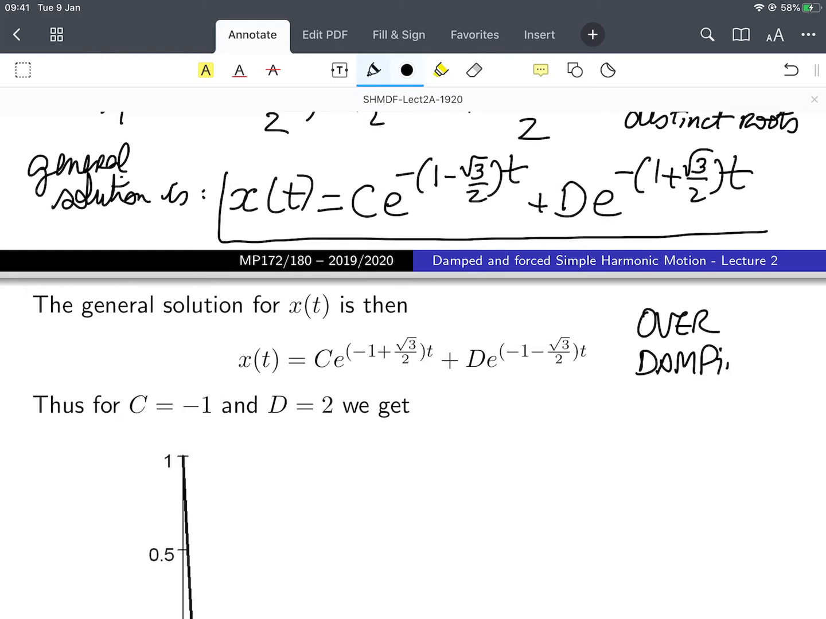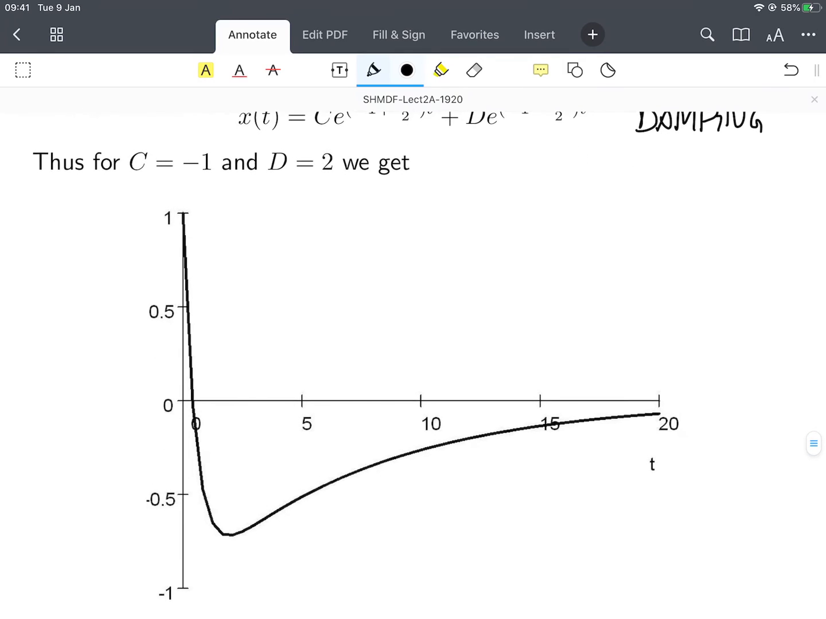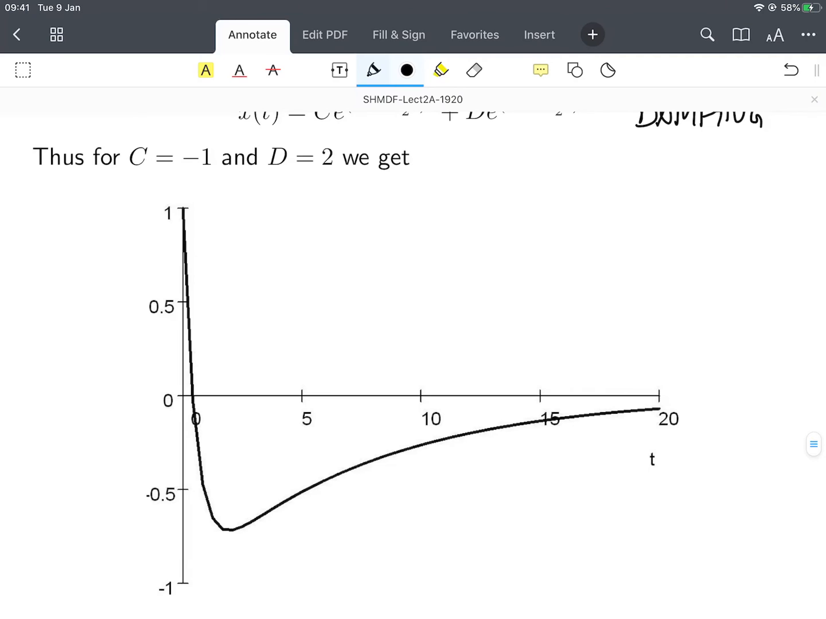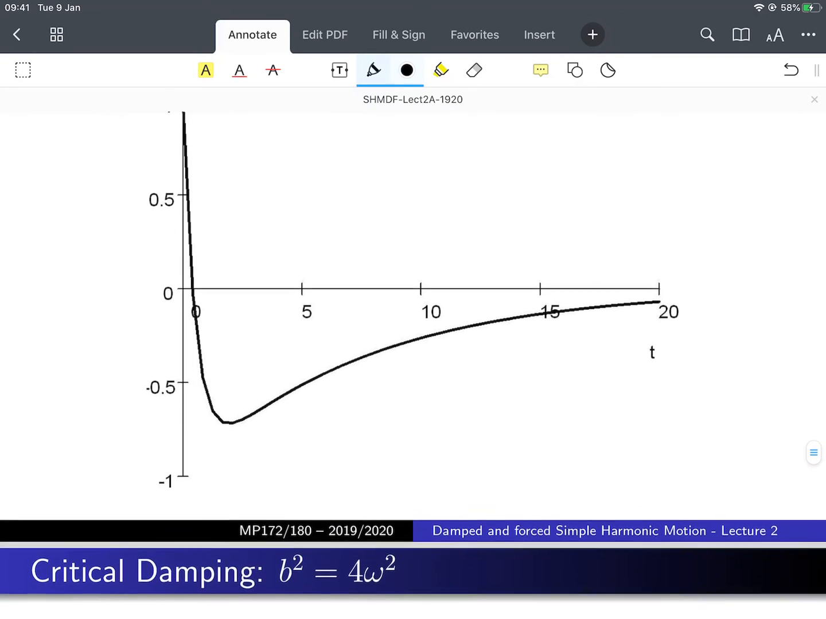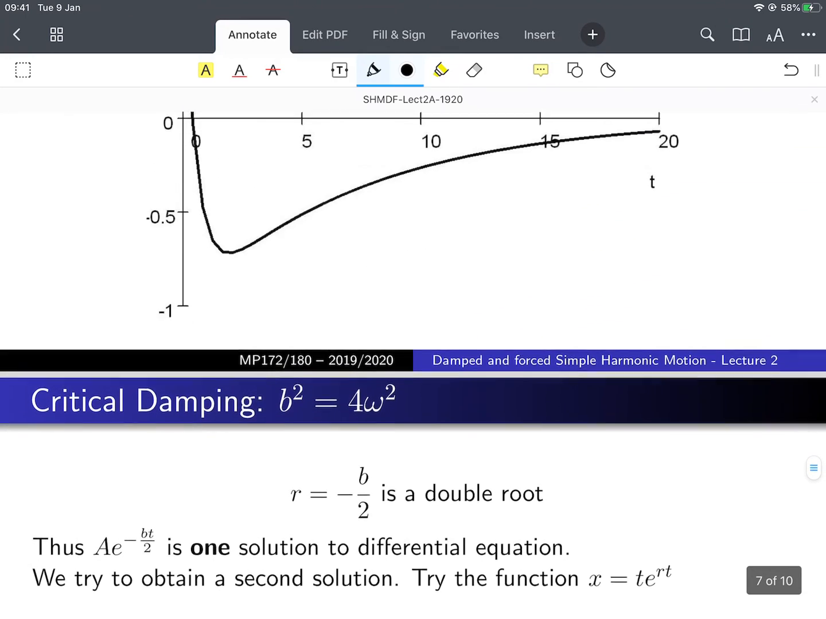If you were to enter this into mathematics software, you will end up with this type of solution. No oscillation, just decay, rapid decay towards 0. Okay, so these were the most general cases.